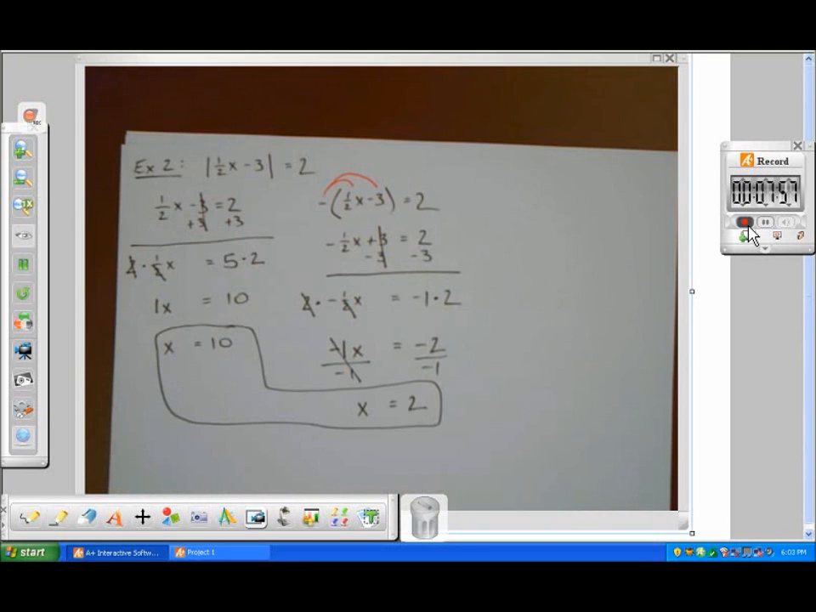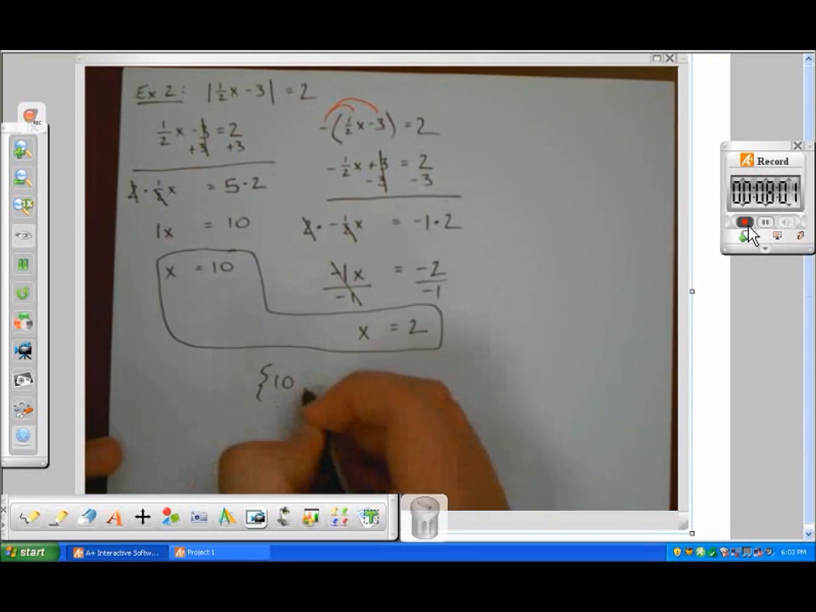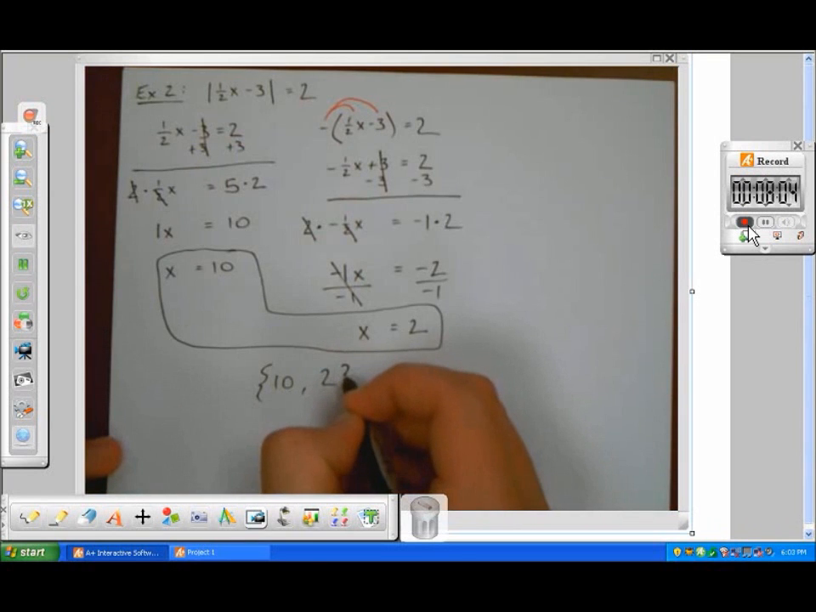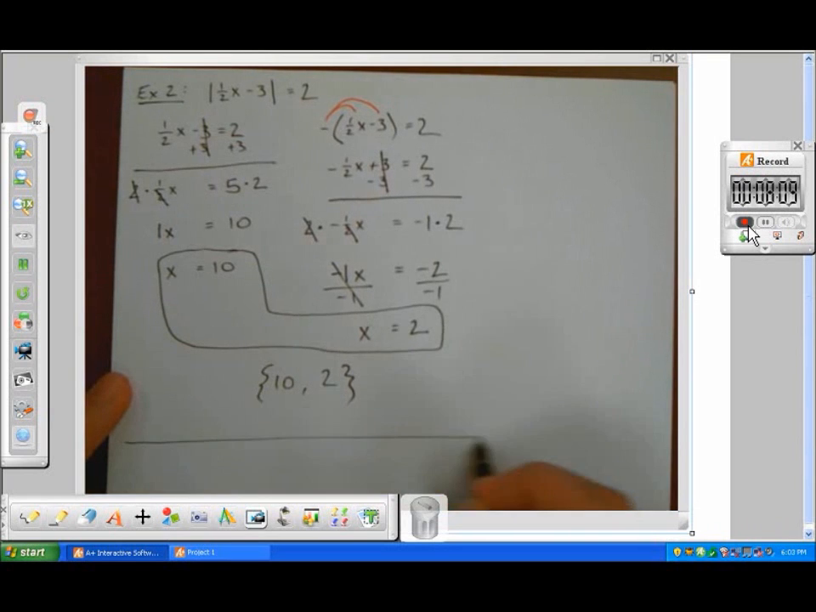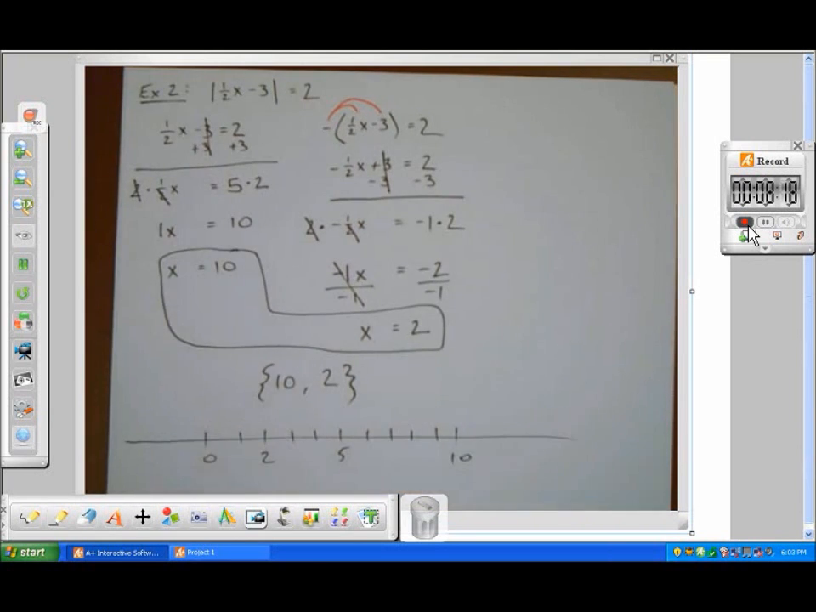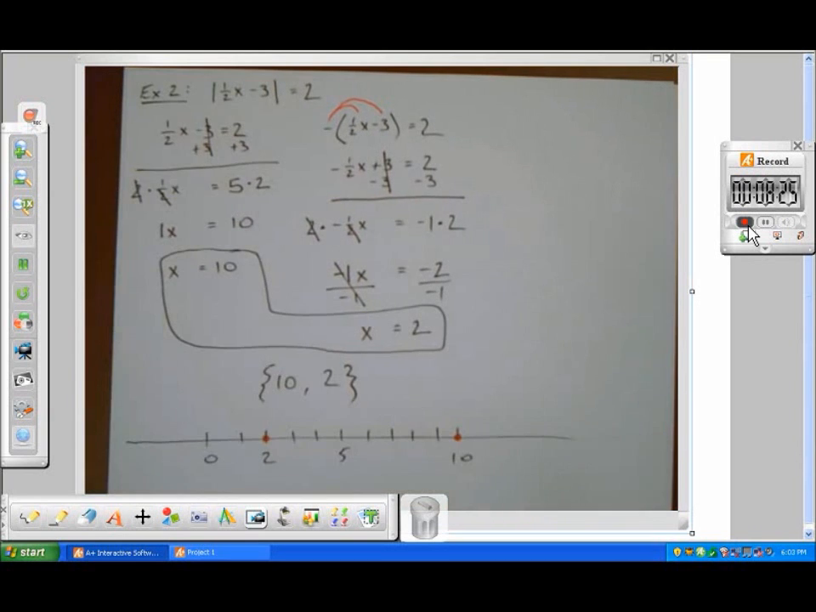There's my two answers. Remember, there are other ways that we can write our answers. In set notation with squiggly braces, or using a number line. And remember, when we answer using a number line, we put a dot over the 2 and the 10. Those are our two answers. So that's a way that you can do absolute value equations.